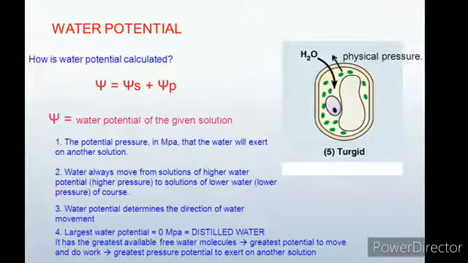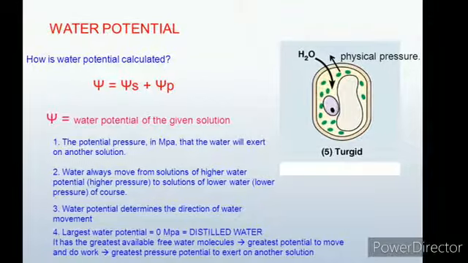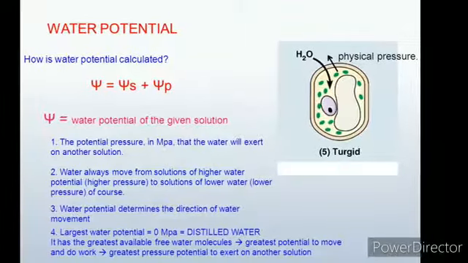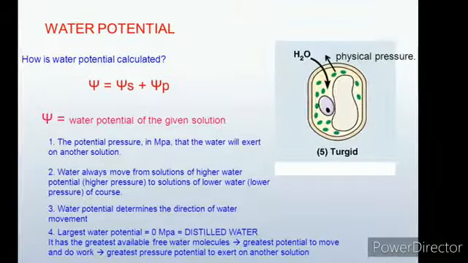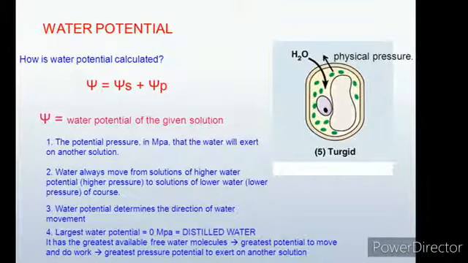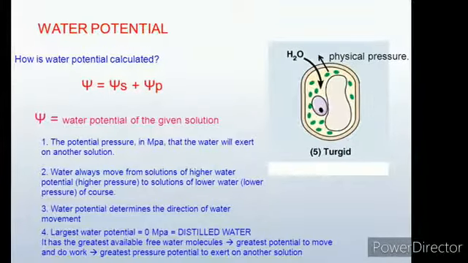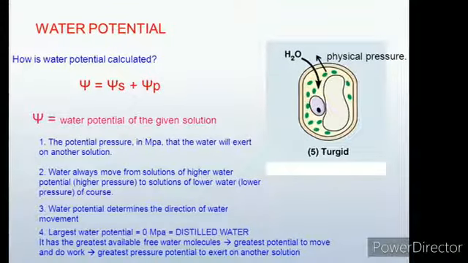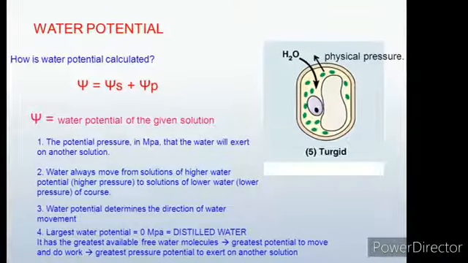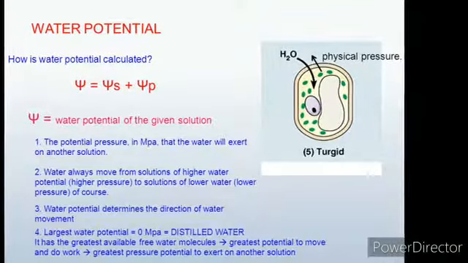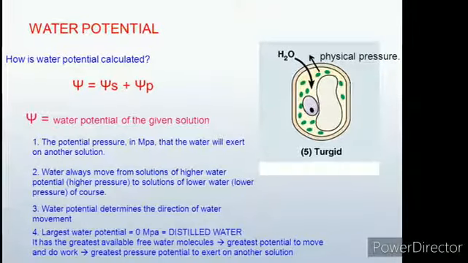Water will move from the region with the higher water potential to the region with the lower water potential. Solute potential and pressure potential are the 2 main components that determine the water potential. That is what we say: water potential is equal to solute potential plus pressure potential.